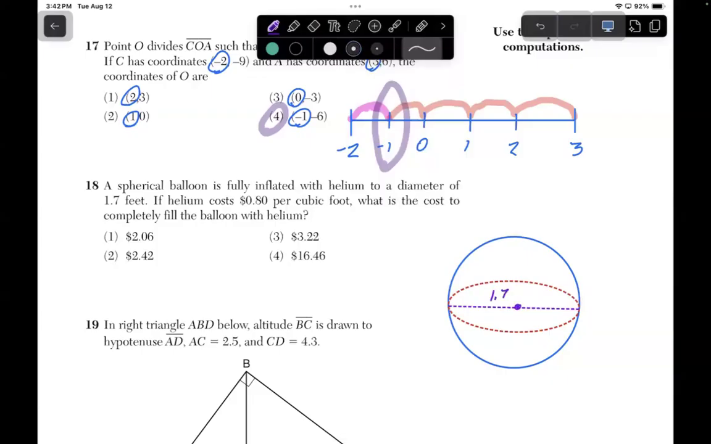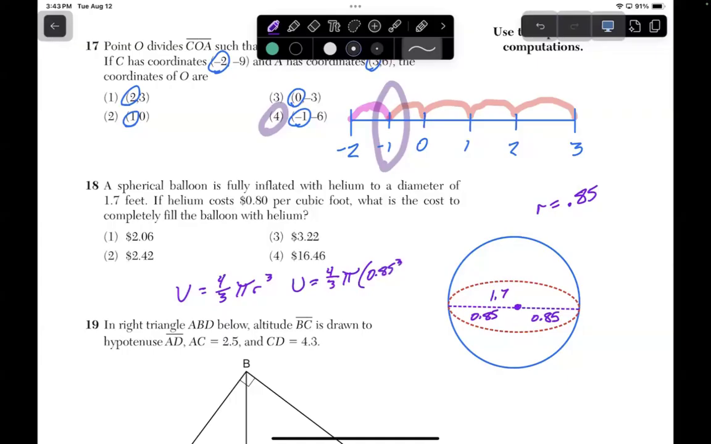So what's the radius going to be? The radius is going to be 0.85. How did I get that? Well, 1.7 divided by 2. So the radius is 0.85. All right, so the volume is 4/3 pi r cubed. We're just going to plug this radius into that formula. Volume is going to be 4/3 pi times 0.85 cubed.